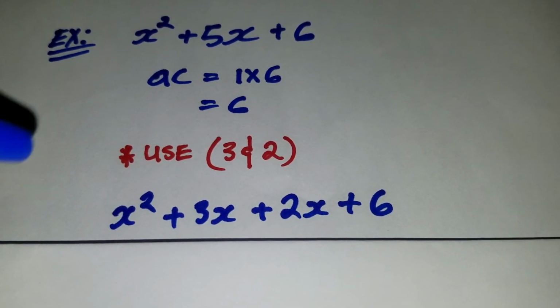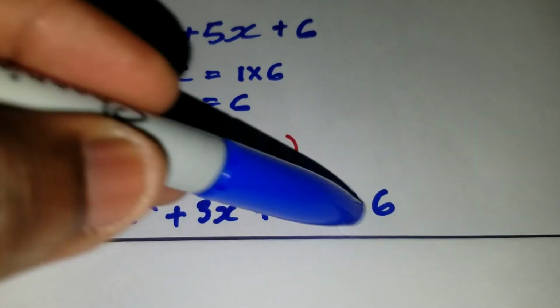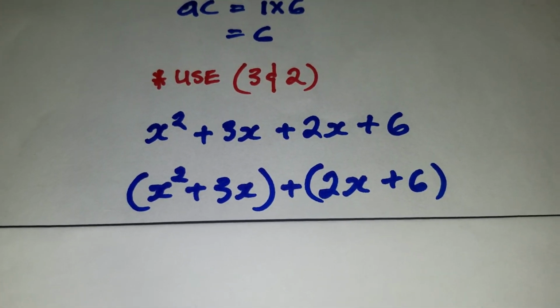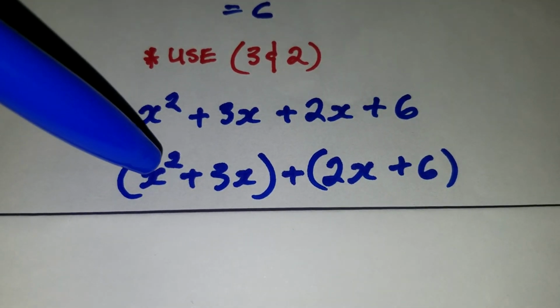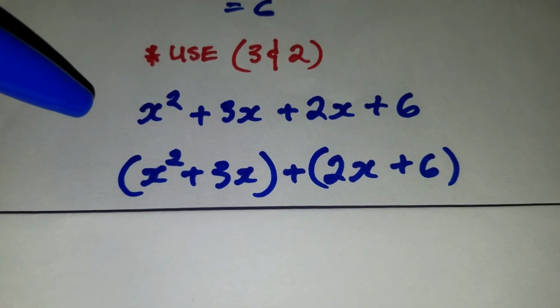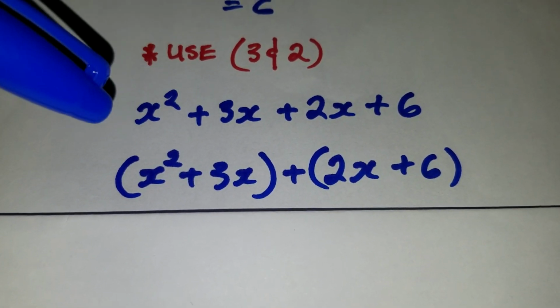Now what we're going to do is break these two sides into two different brackets. And what do we have here? x squared plus 3x, plus 2x plus 6. Same thing here, we just added brackets. Now we're going to factor out each term.